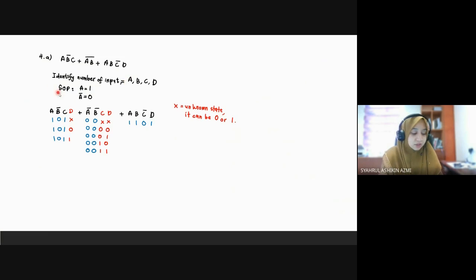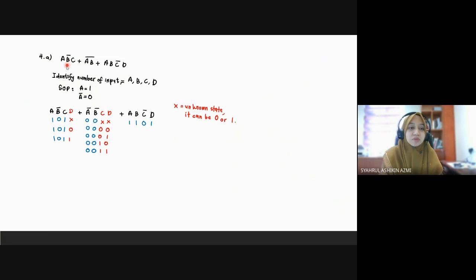All right. Okay, we're going to convert to SOP, so you need to bear in mind how to identify the state for the SOP. SOP is sum of product. If the input or the variable does not have an overbar, the state is 1. If the input or the variable has a bar, the state will be equal to 0.